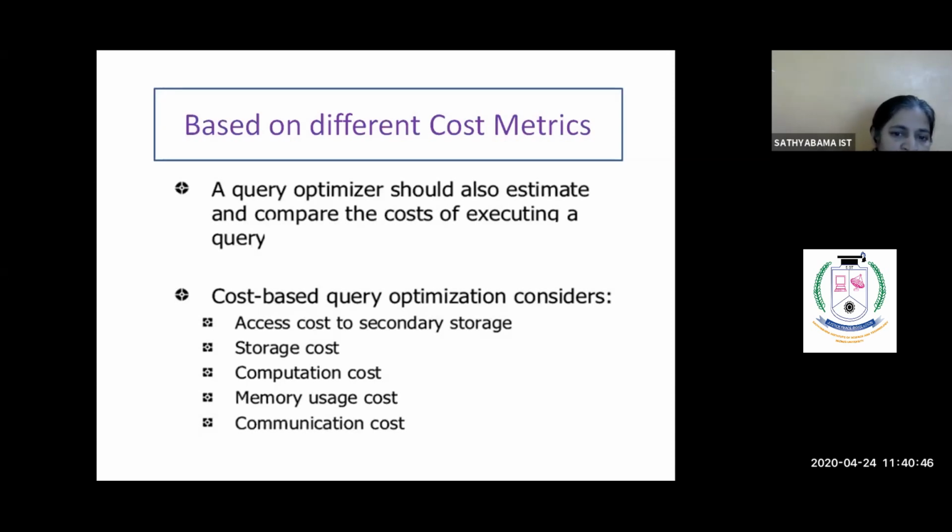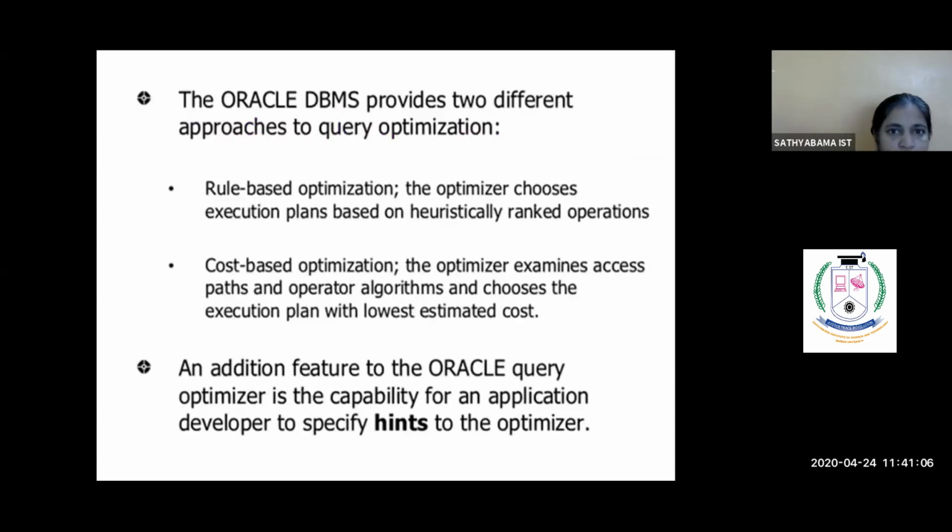So initially we are projecting only the relevant attributes. If you don't optimize a query tree, you are considering all the attributes of a table, so the computation cost also would be very high. So based on this cost metric, the optimizer would select a query tree.